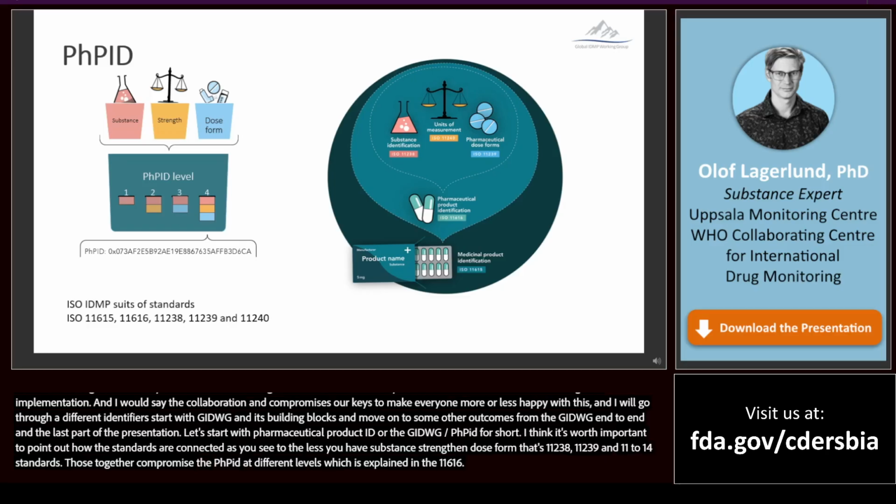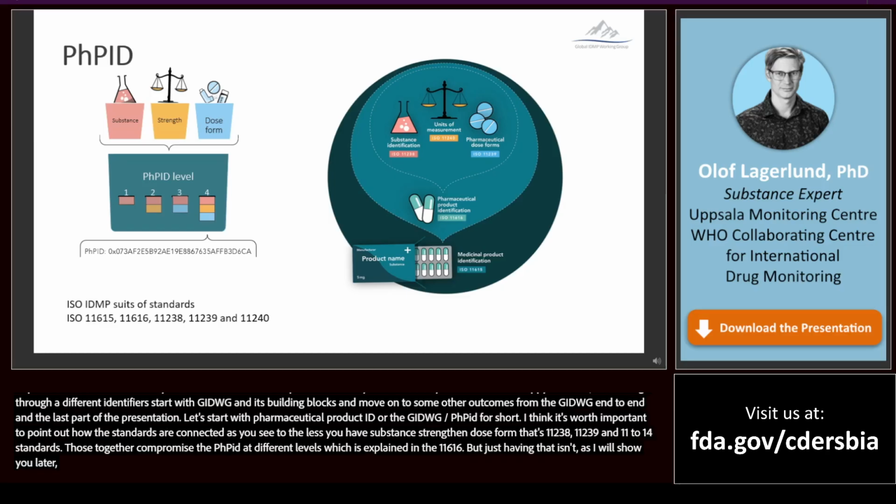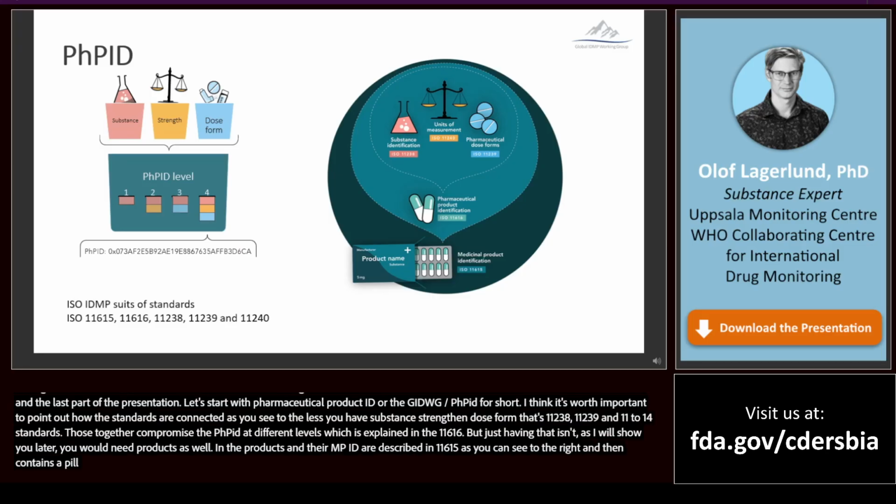But just having that isn't enough, as I will show you later as well. You would need products as well. And the products and their MPIDs are described in the 11615, as you can see to the right. At the bottom, you have the carton, which contains a pill that's described by the PhPID, which in turn is described by the 3 other IDs.